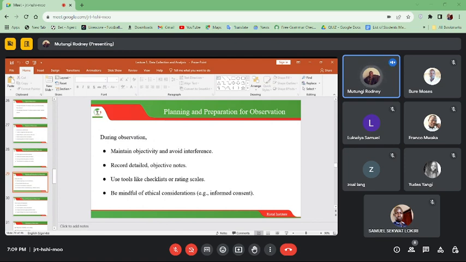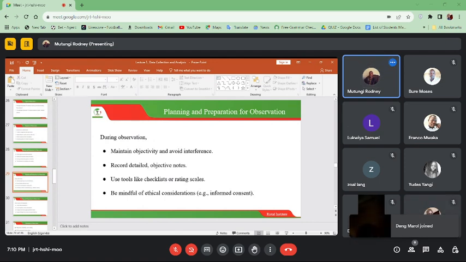There are some observational researches which might not need informed consent, but most of them will need you to really inform them why you are going to do it, how you are going to do it, and what are the benefits and what are the risks that observation poses to them.